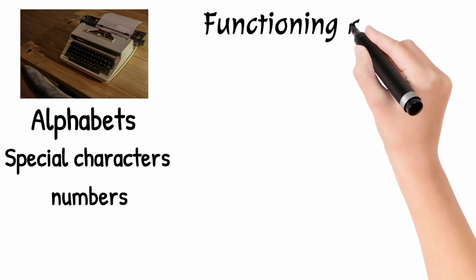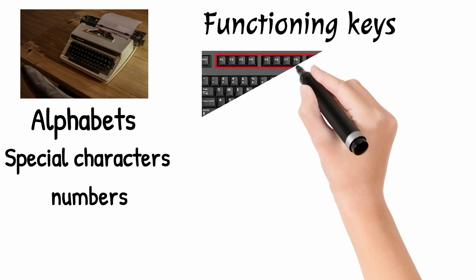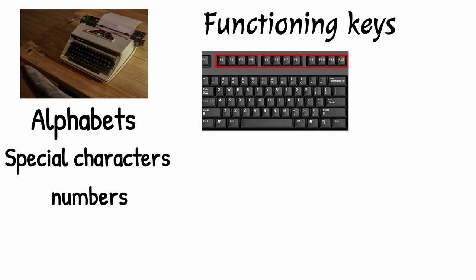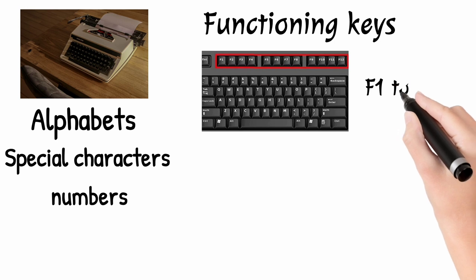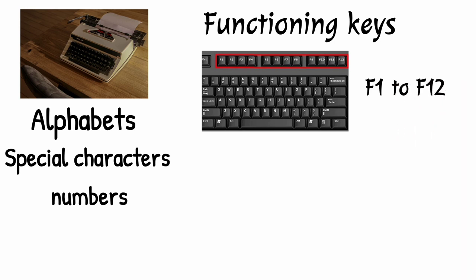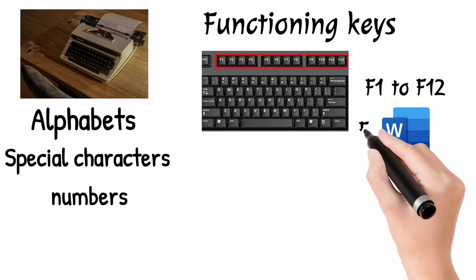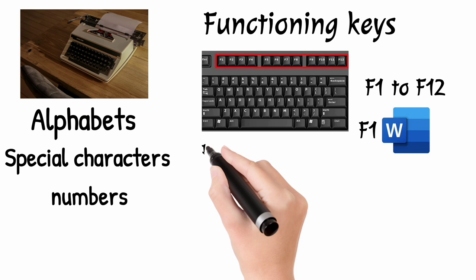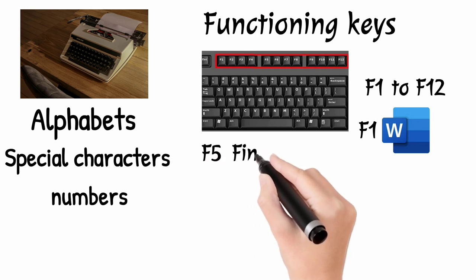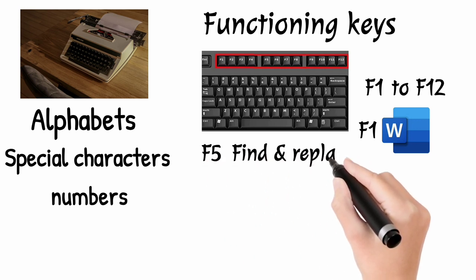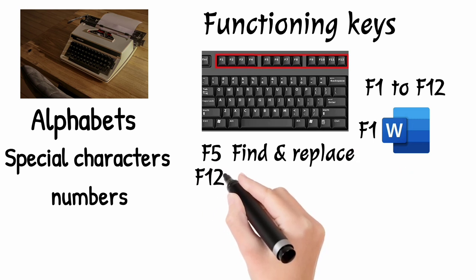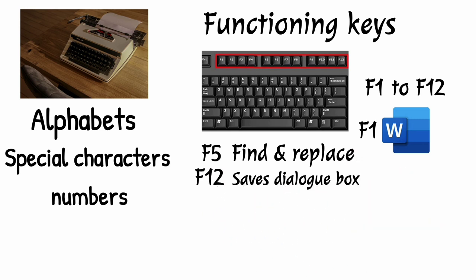Function keys. All the function keys are located at the top of the keyboard and grouped into 4 groups, starting from F1 to F12, used for special purposes and specific tasks. For example, if you're writing something in Microsoft Word and you are stuck somewhere and need help, then press F1. F5 key will display the Find and Replace dialog box. F12 will display the save dialog box.